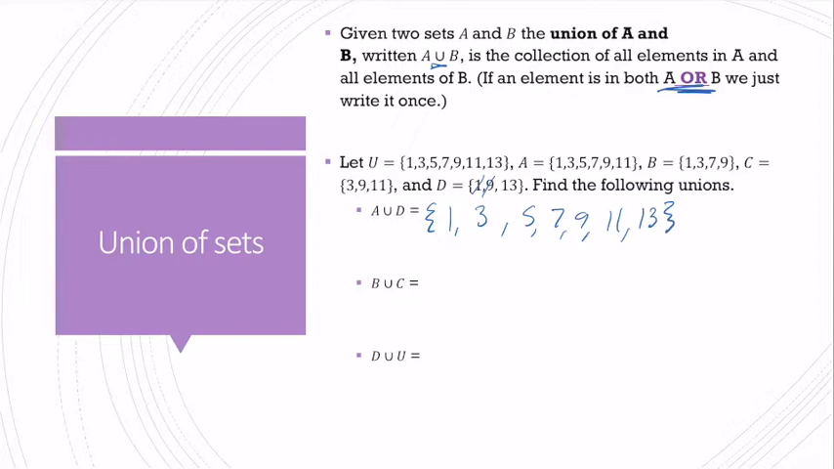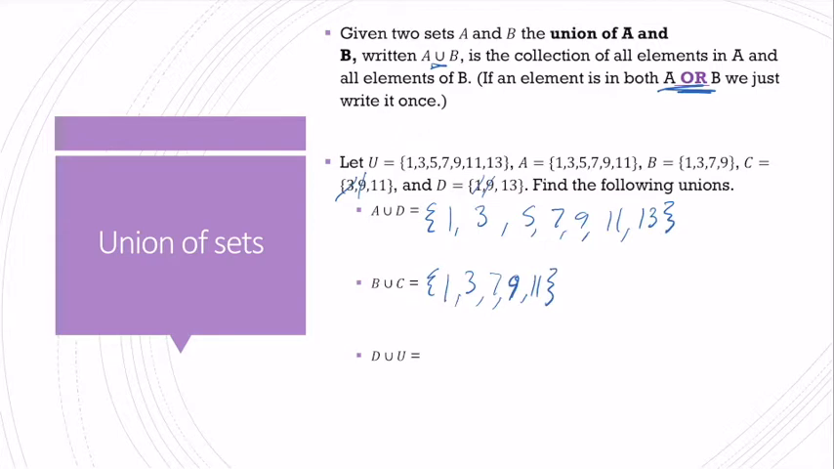Next I look at B union C. B contains the elements 1, 3, 7, 9. Separate them with commas, otherwise it would look like 1,379, just a friendly tip. And C equals 3, 9, 11. So I already have a 3, a 9, I need that 11. So here's B union C.